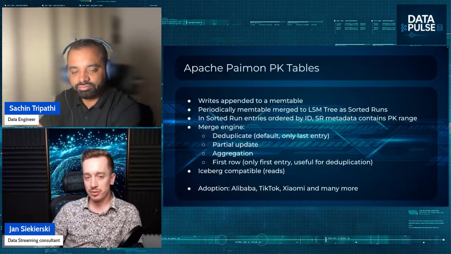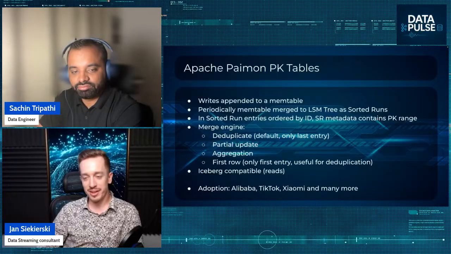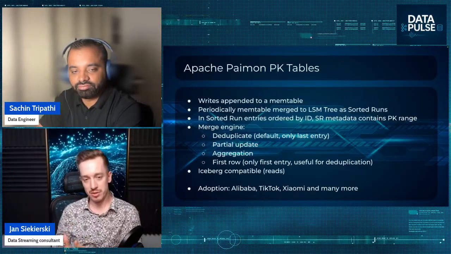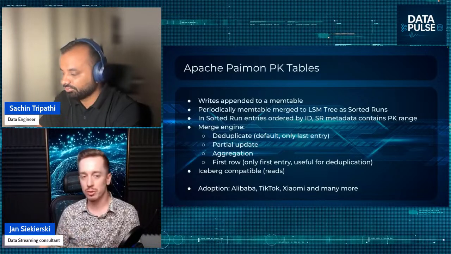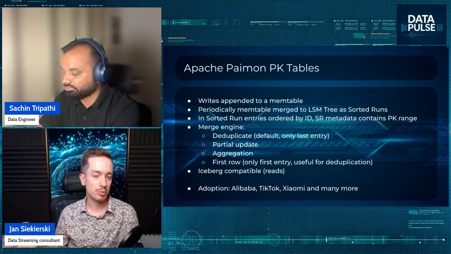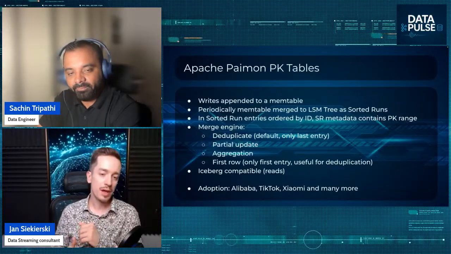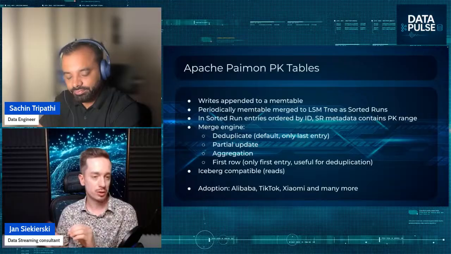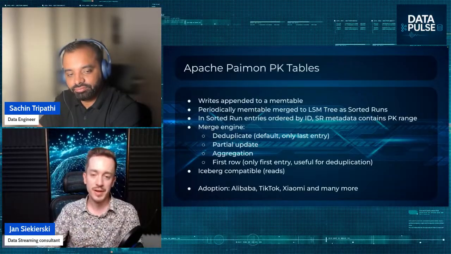And then there is also something interesting for consistency, which is only the first row, right? So one of the activities that you sometimes need to do is deduplicate. You know that the record is immutable, but you might get multiple copies of the same record. So with the first row merge engine, you just take, yeah, we already have this record. We don't need to compute further.